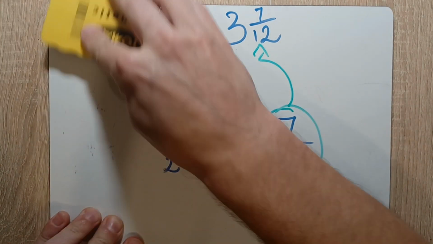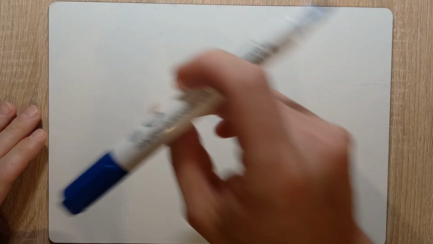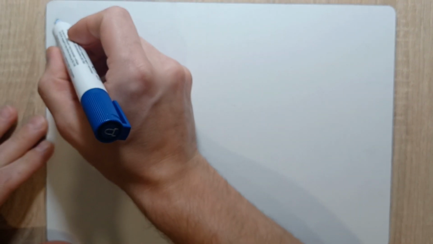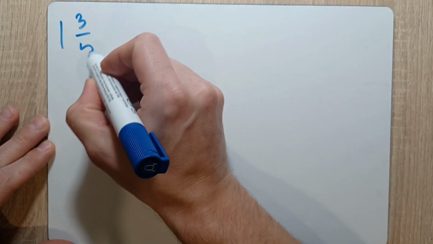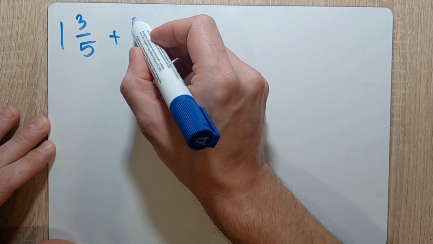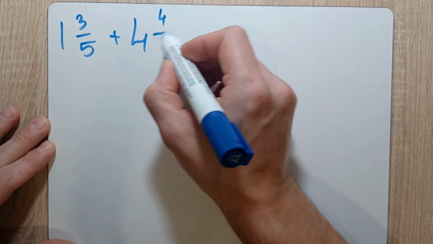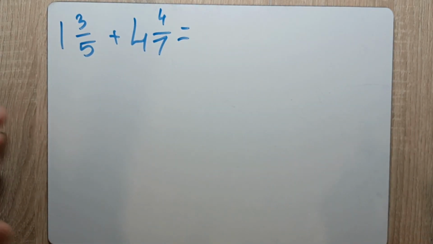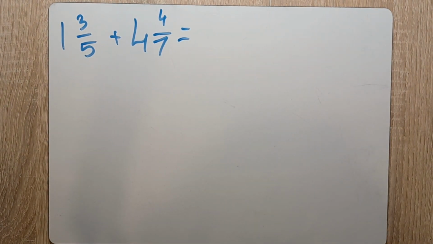Okay, now it is your turn. 1 and 3/5 plus 4 4/7. Please pause the video here, have a go, try to do it independently, and then we can compare our answers.